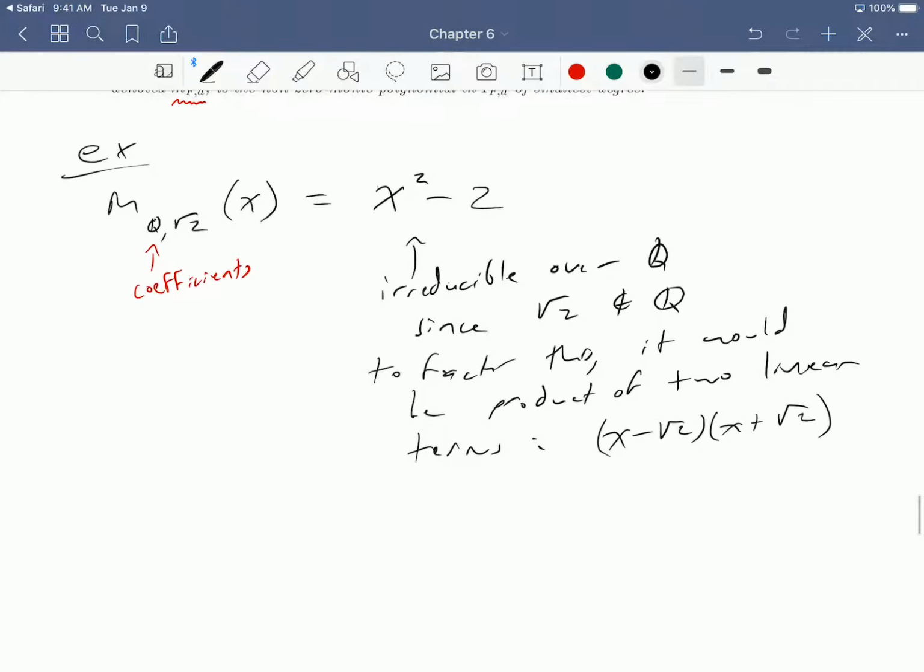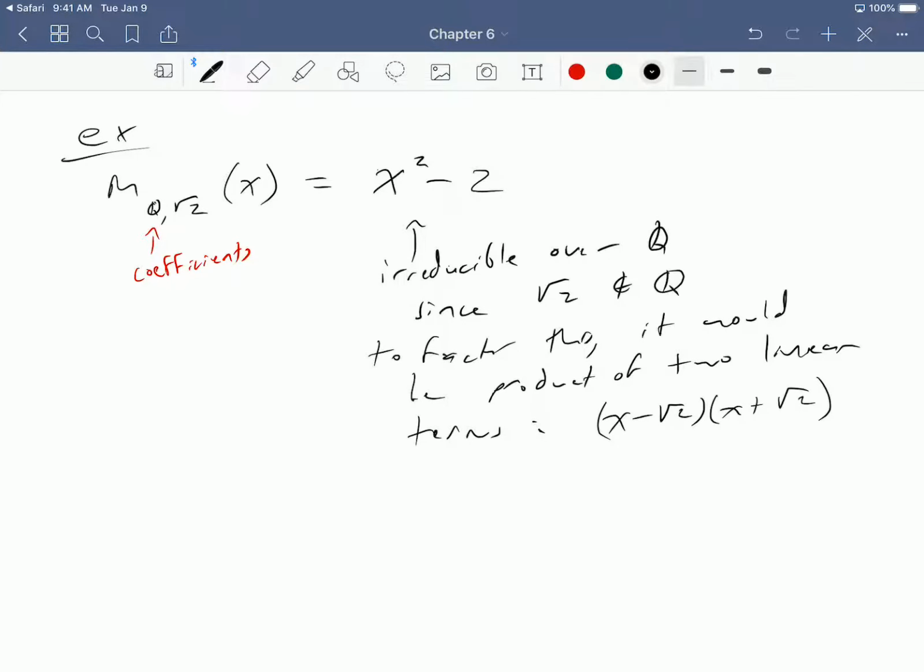All right, but the q is important there because if I ask for m sub r comma root 2, this is the minimal polynomial of root 2 over the field r, then this time I can factor. And so my minimal polynomial now is just x minus root 2. That has coefficients in r.